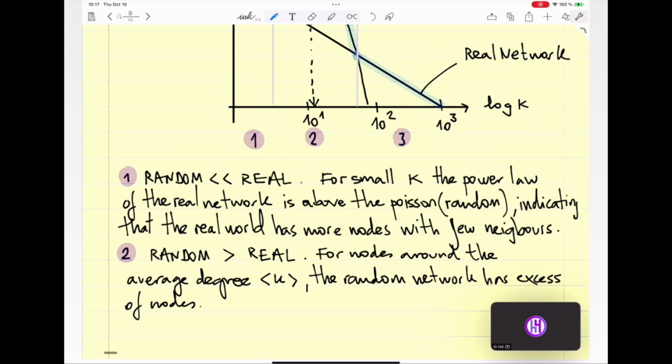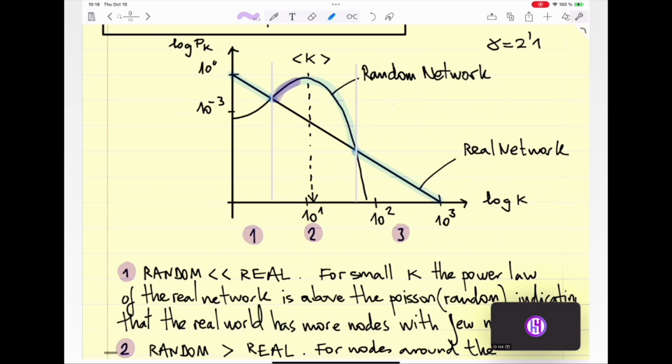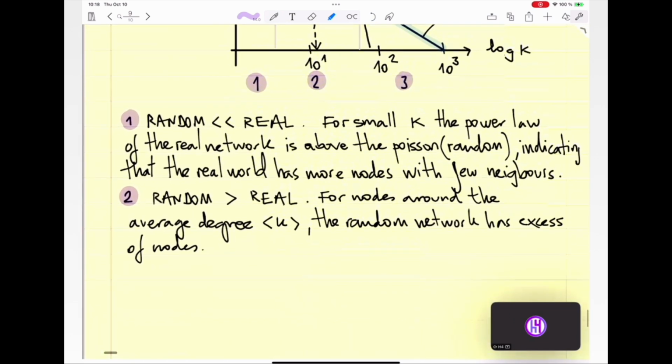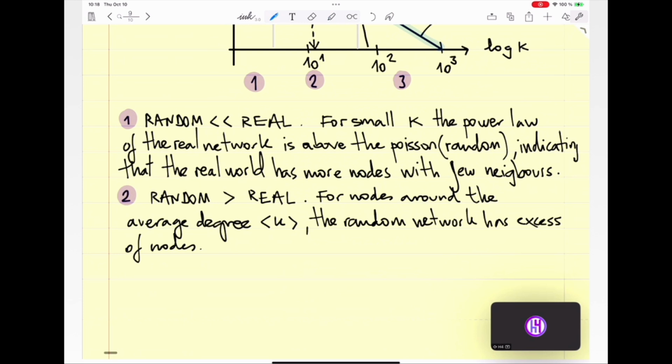This is why cookies can damage IT systems, because they are random, they go everywhere, and they have an excess of nodes with those degrees. Okay? We have more nodes with an average degree in the random network than in the real network. This is also a way to find out if a network is real or not. Okay? Or it's made out of synthetic data.